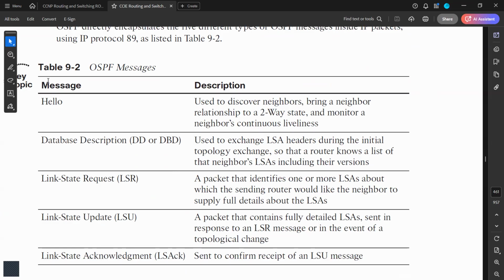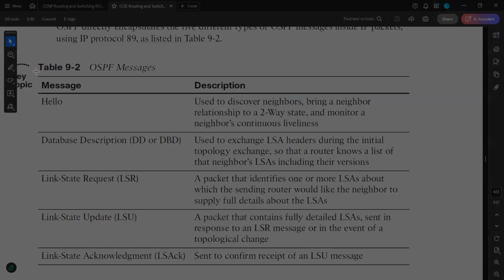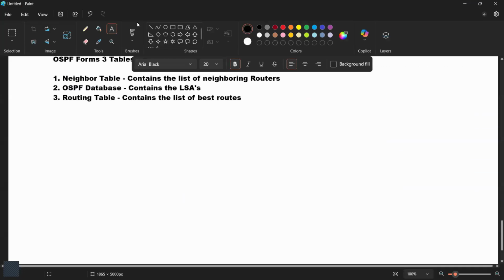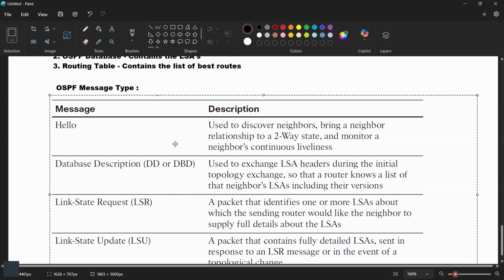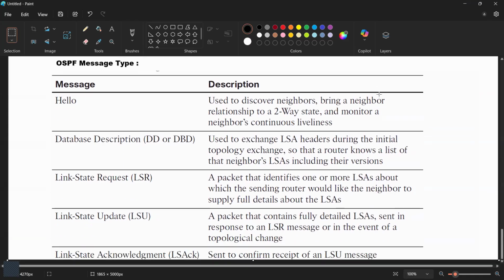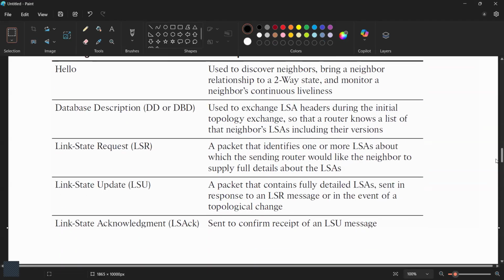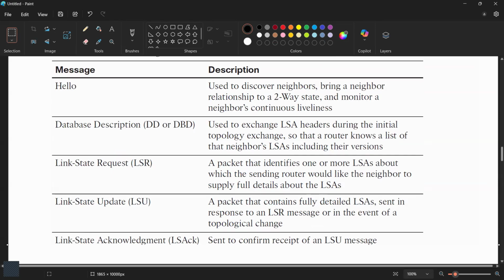Okay, note down these OSPF messages. Next one is OSPF messages. Note it down.